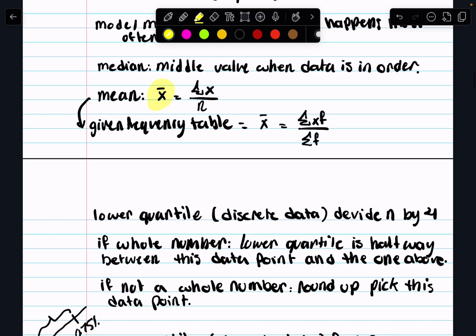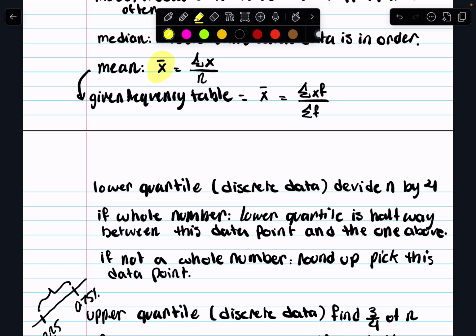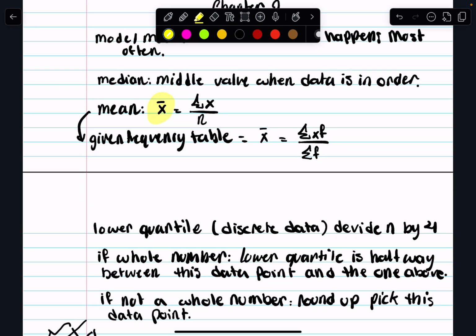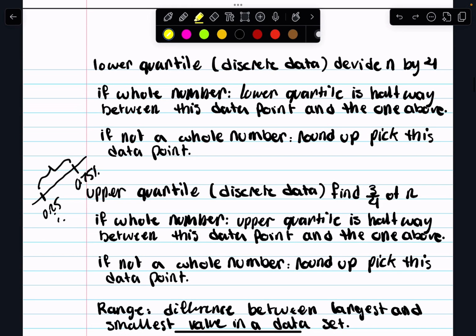Median is the middle value when you set your data in order. What we mean by that is smaller to bigger, or if the question asks you, bigger to smaller, and then you find the middle value. The mean is the sum of all your numbers over the total amount of numbers you have. If you have a frequency table, you multiply every value by its frequency, over the total frequency. It's very clear if you actually see the table.